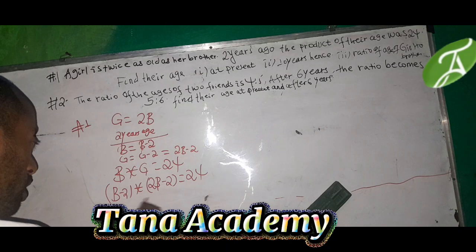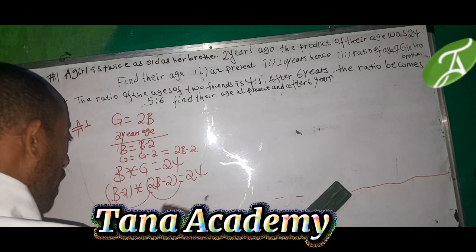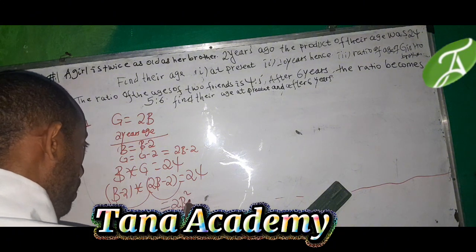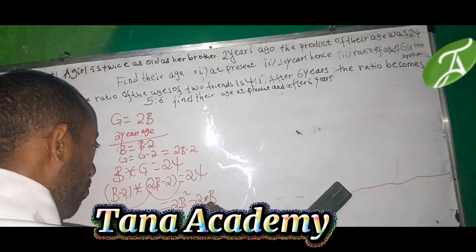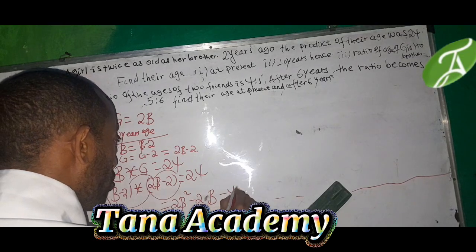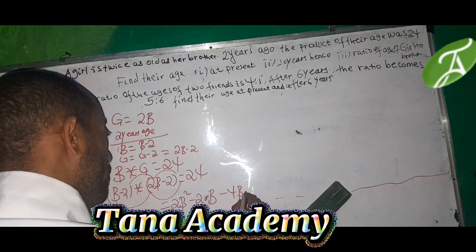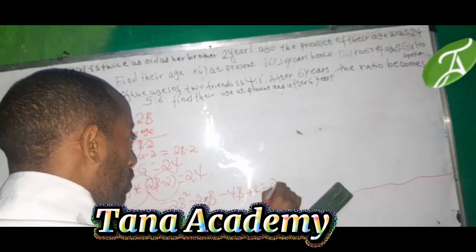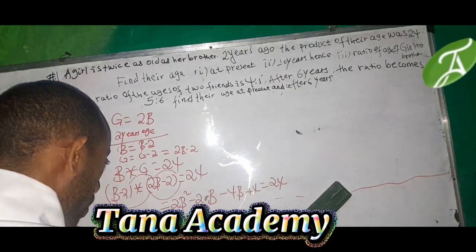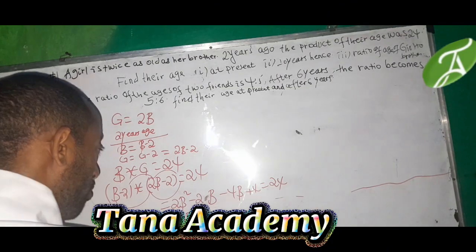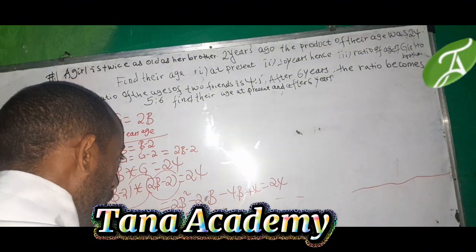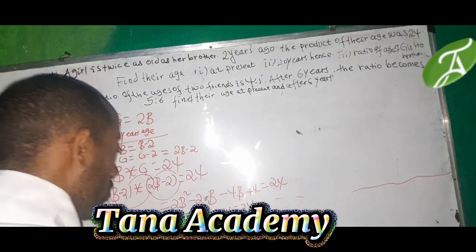Therefore, when we multiply by B, it becomes 2B squared minus 2B, and multiplying by minus 2 gives minus 4B plus 4, which is equal to 24. Collect like terms: 2B squared minus 6B plus 4 is equal to 24.